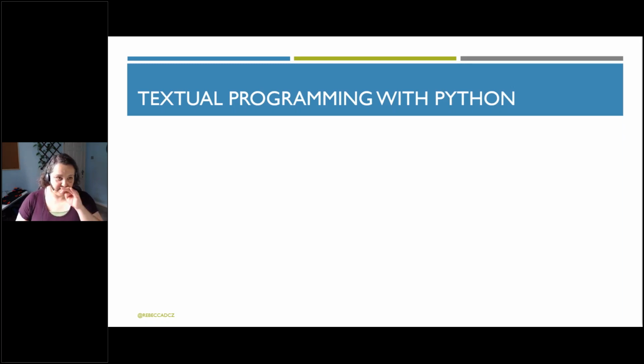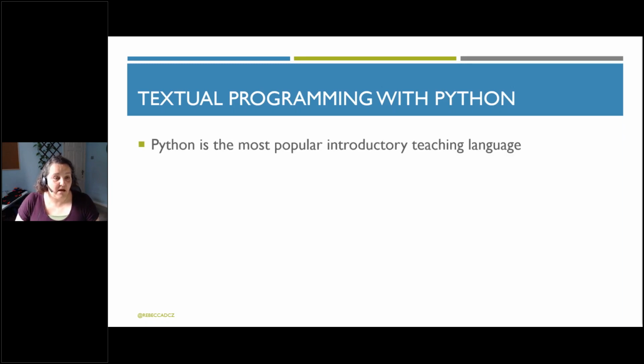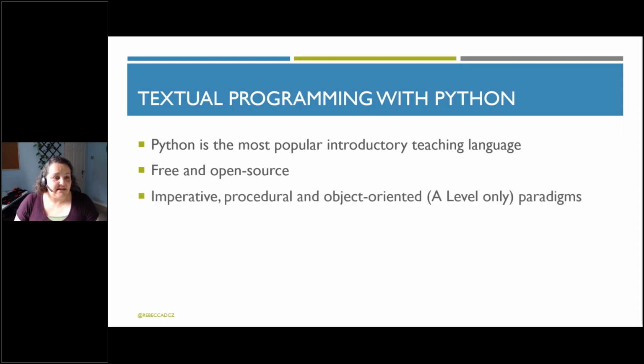The vast majority of schools in the UK use Python with good reason. It's very linked to things like pseudocode. It's very step by step. So I'd highly recommend using Python. It's free, of course, it's open source, and it's got all sorts of different paradigms. So it's got the imperative paradigm, which means that you're just going step by step. You don't need to include subroutines. Then, of course, procedural, where you're actually using subroutines. You can also use it for object-oriented coding for A-level. That's only in A-level. So it's really flexible in that respect.